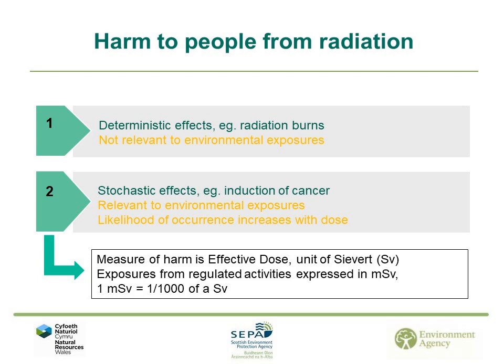In this low dose range, exposure is assessed in terms of effective dose, which has the SI unit, the sievert. Exposures from regulated activities are far lower than a sievert and are generally expressed as thousandths of a sievert or millisieverts. The risk of cancer or hereditary defect can be estimated by multiplying the effective dose by the risk coefficient, which, for low doses, is 0.06 per sievert.